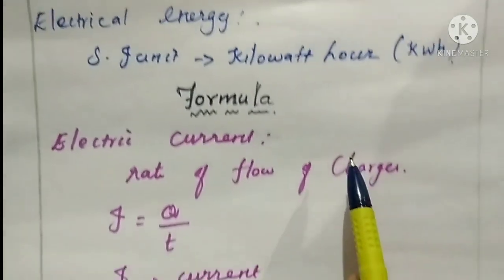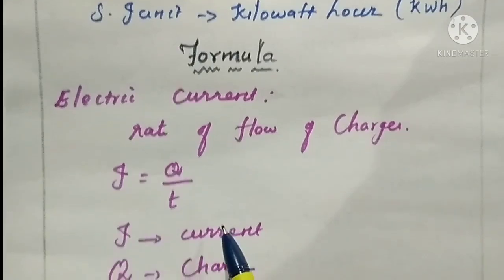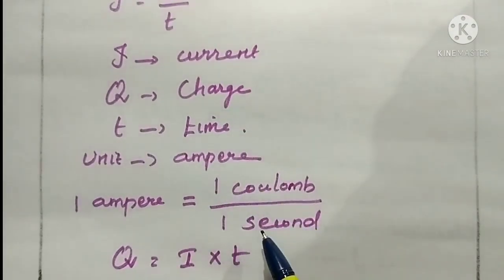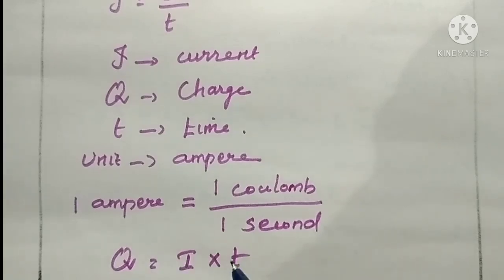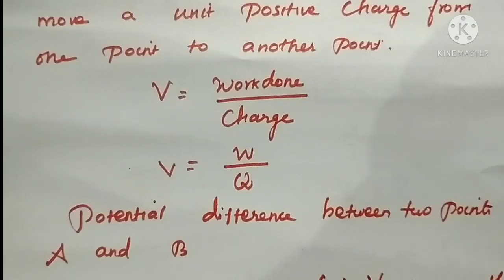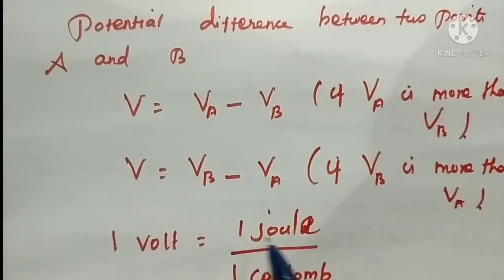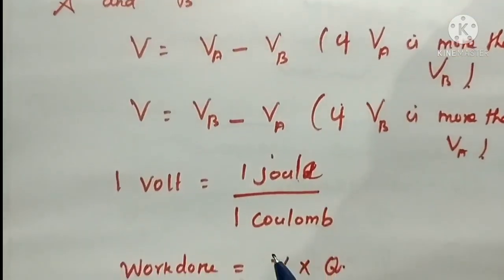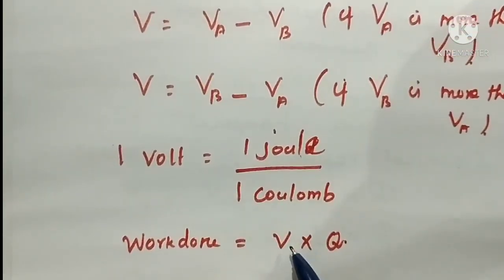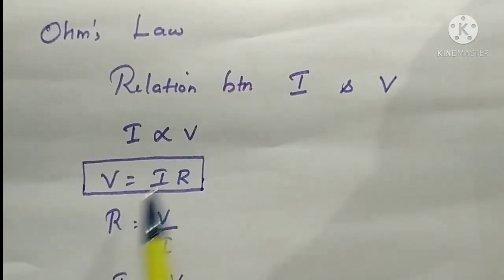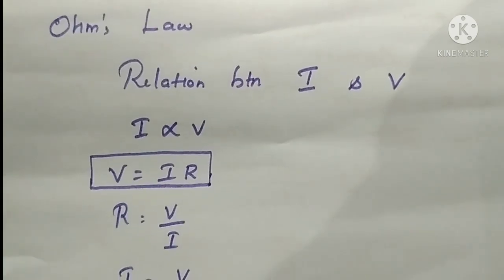And we learned the formulas: current I is equal to Q by T. 1 ampere is equal to 1 coulomb by 1 second. Charge Q is equal to current into time. Potential difference is work done by charge, and 1 volt is equal to 1 joule by 1 coulomb. Work done is equal to potential difference into charge. And the important relation, Ohm's law: I proportional to V, V is equal to I into R.